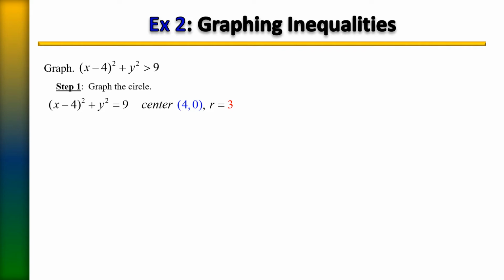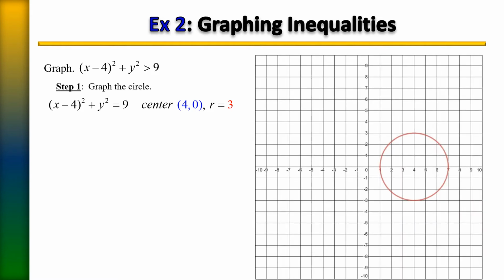We're going to first plot the center over 4, stay at 0, and then extend out 3 units in each direction. So when we do so, it's going to look like so. Okay, so that's over 4, stay at 0, and then extend out 3 units in each direction from that center, and then we sketch our circle. And so now that we have our circle sketch, we have to decide, are we going to shade within the circle, or are we going to shade the outer region of the circle?